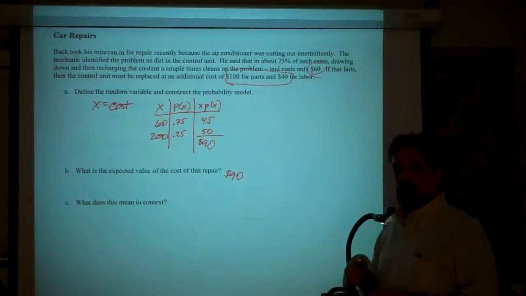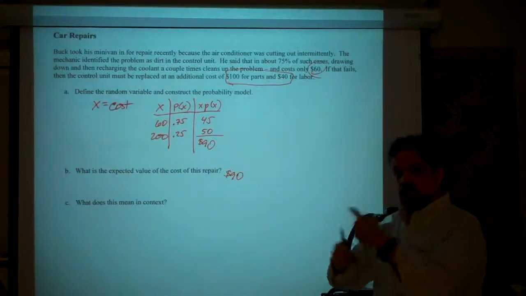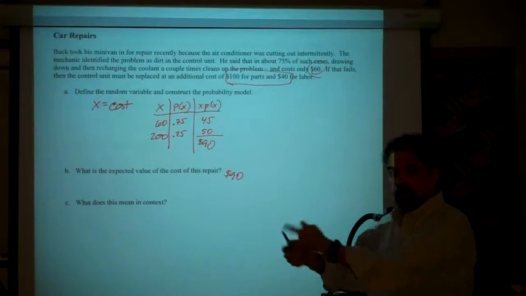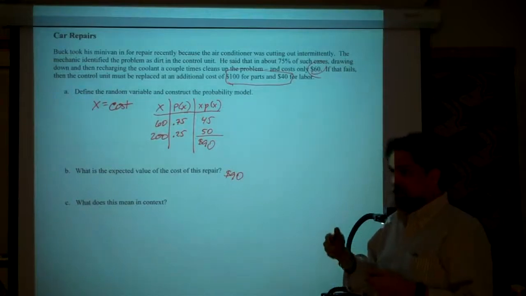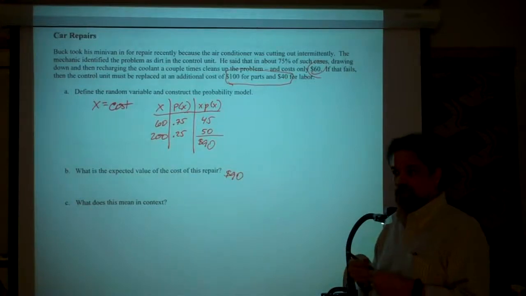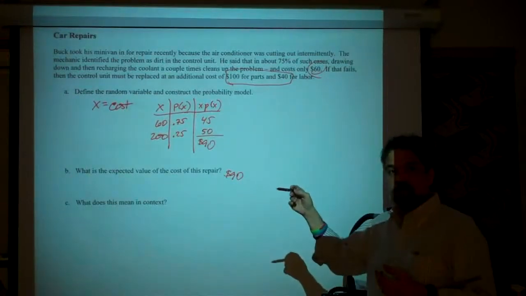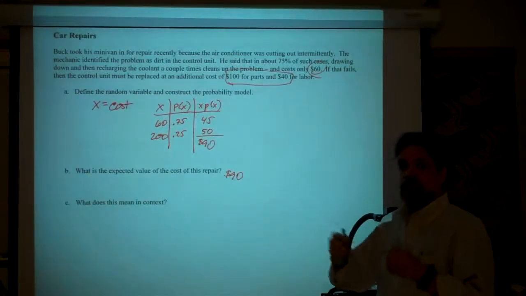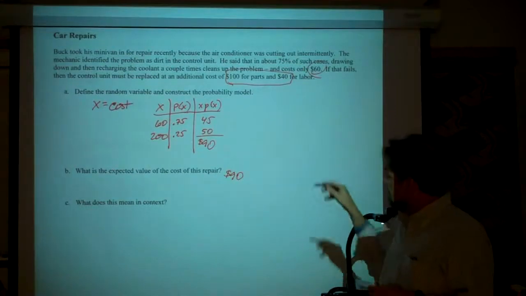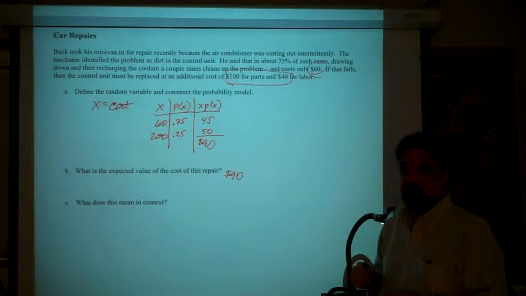What the expected value means is, if this happened over and over and over again, well, then I would expect the average of the next several times to come out to $90. Okay? Sometimes it's going to be 200, sometimes it's going to be 60. The average of those will come out to be 90. You'll notice it's closer to 60 than it is to 200. That's because 60 is more likely.